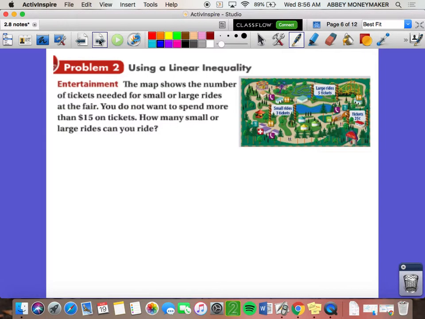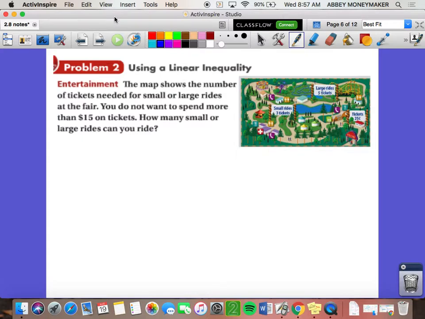All right, let's put this into a word problem here. So it says here on problem number 2, you're going to need some space on this one because we're actually going to graph it too, and it gets a little crazy. On problem number 2, though, we're putting this into action with a word problem here. It says the map shows the number of tickets needed for small or large rides at the fair. You don't want to spend more than $15 on tickets, so how many small or large rides can you ride?